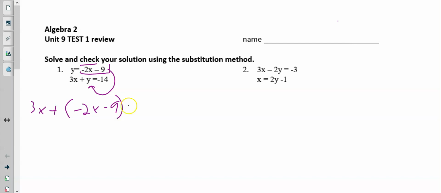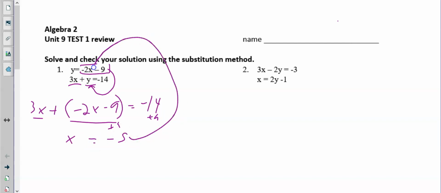Okay, this is the y equal to negative 14. So 3x plus y, this is y, equals negative 14. So the parentheses really don't mean anything because of the plus, so it's really just 3x minus 2x, which is x. I'm going to add 9 to both sides, and that gives me negative 5. Once I have the negative 5, I'm going to plug it into either one. It's just easier right there. Negative 5 times negative 2 is positive 10, and that minus 9 is 1. So that is negative 5, 1.